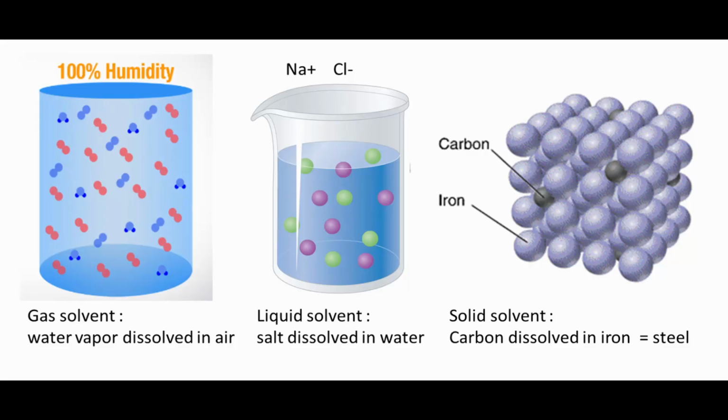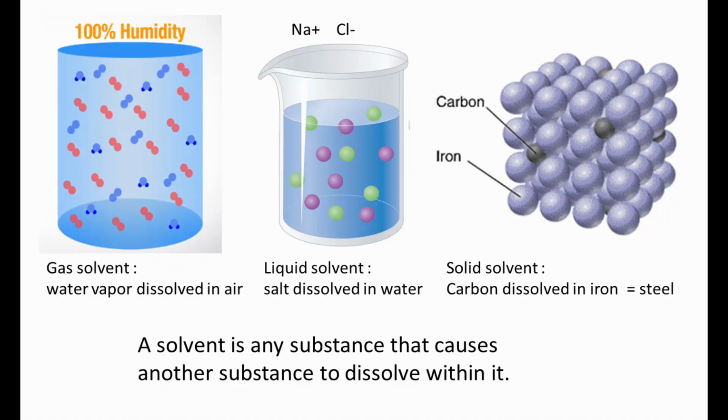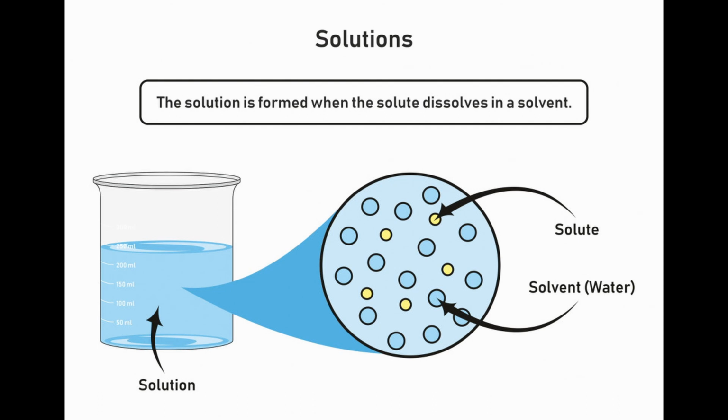A solvent may be a gas, liquid, or solid, but for most of chemistry, we are talking about liquid solvents. A solvent is any substance that will cause another substance to dissolve within it. The dissolved substance is the solute, and the mixture of solute and solvent is called a solution.